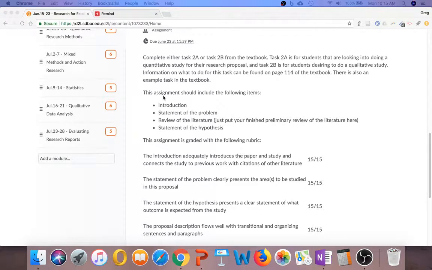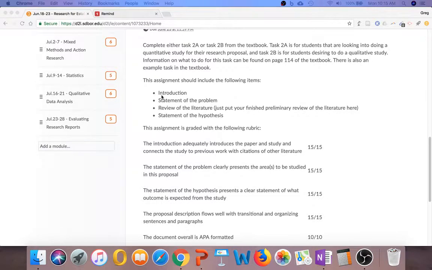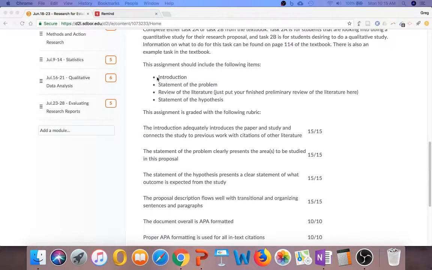So use the textbook to do this assignment, but what you're going to do is include an introduction. You're going to write some more about your study beyond the preliminary lit review that you've submitted. You're going to add an introduction, a statement of the problem, and a statement of the hypothesis. The review of the literature is just your finished preliminary literature review that you already submitted. So you just paste that in there as a separate section in this document. And then the statement of the problem, statement of hypothesis, and introduction are what you add.